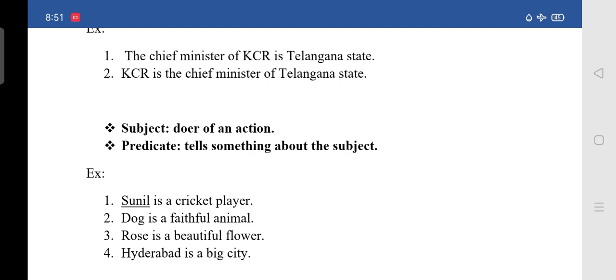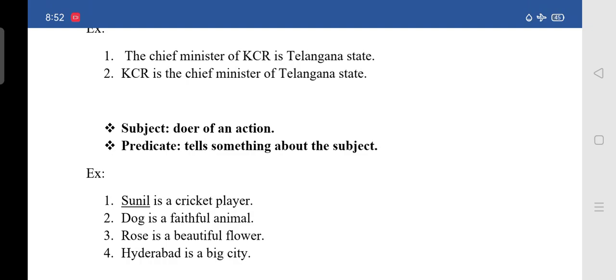The third one, rose is a beautiful flower. Here rose is the subject, and is a beautiful flower is telling about the rose. How is the rose? Rose is a beautiful flower. So here rose is the subject and is a beautiful flower is the predicate. Now the fourth one, Hyderabad is a big city.